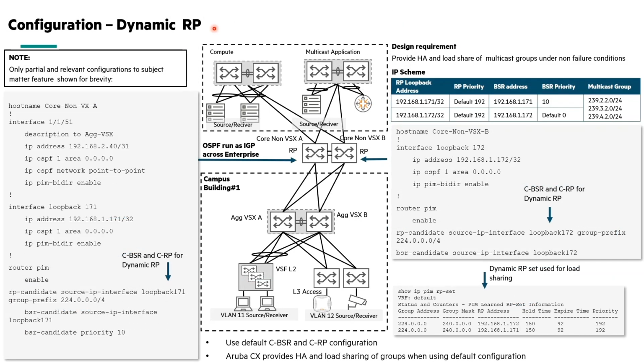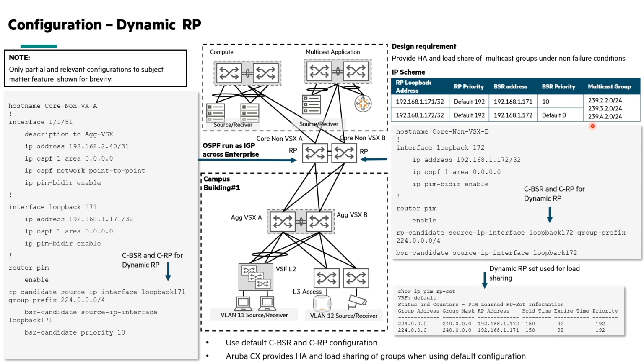So now let's look at some configuration for a dynamic RP in a PIM bidirectional environment, and it's really no different than it is in a PIM sparse mode environment. But let's quickly go through this. So we have a design criteria. Let's provide HA and load sharing of multicast groups under non-failure conditions.